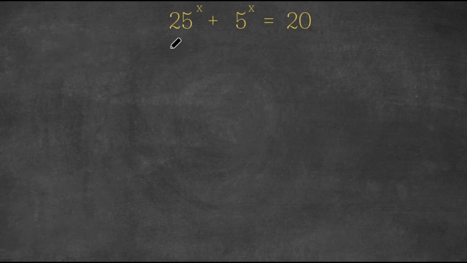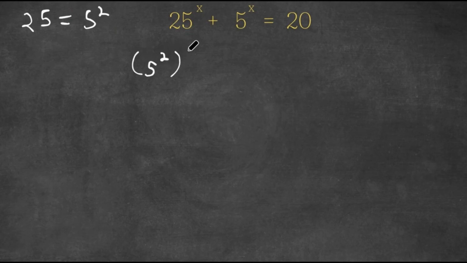In today's video, I'm going to be teaching you guys how to solve this exponential equation. So I have 25 to the power of x plus 5 to the power of x is equal to 20. Now 25 is the same thing as 5 squared. So now I'm going to replace 25 with 5 squared to the power of x. So now plus 5 to the power of x is equal to 20.